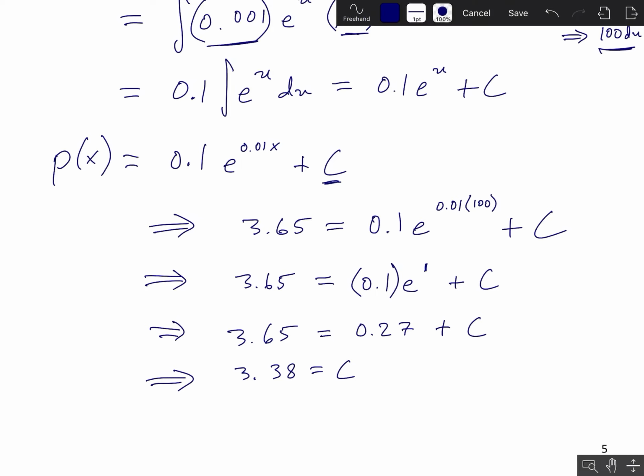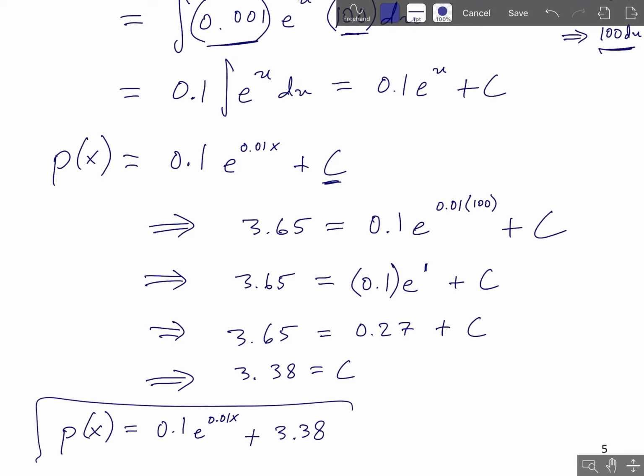But we get 3.38 is equal to c, and that means that we found our price function. So this is a price supply function. So we have that the price at x units per week is equal to 0.1 times e to the 0.01x plus c, but we just found that the value of c is 3.38. So that answers the first question.